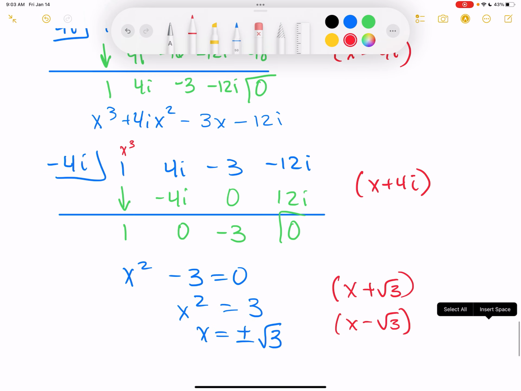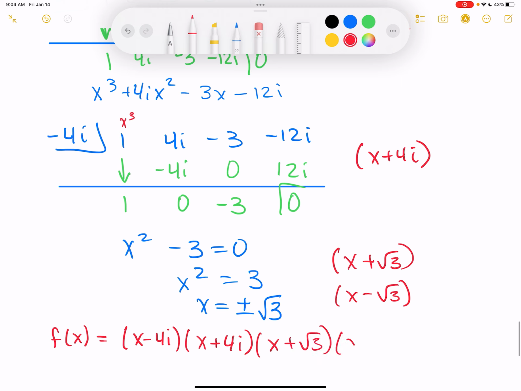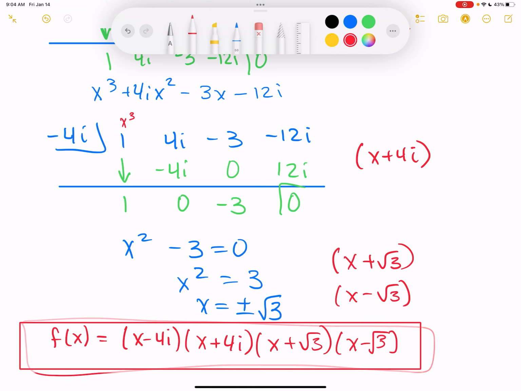So now I can write my linear factorization. F of x is equal to x minus 4i, x plus 4i, x plus the square root of 3, x minus the square root of 3. So pretty much keep doing the synthetic division until you get to something simple enough, like an x squared term, to solve it.